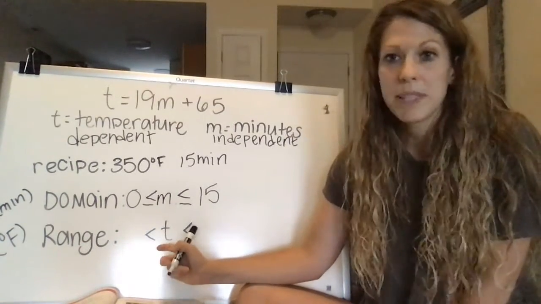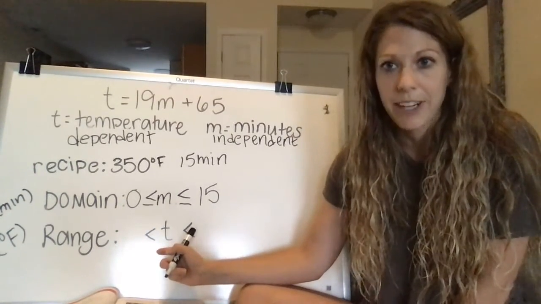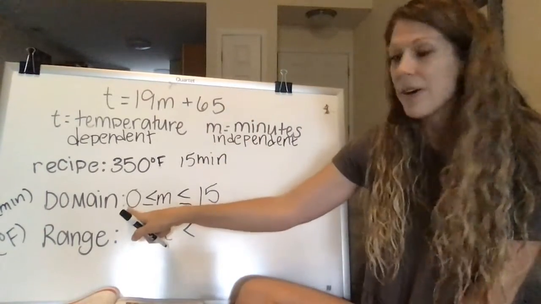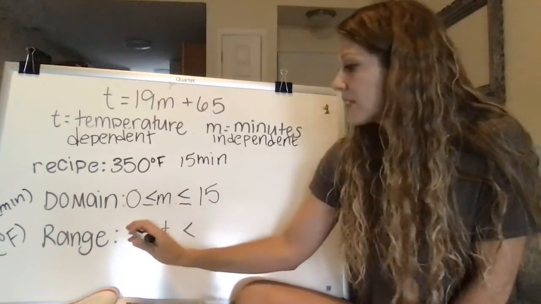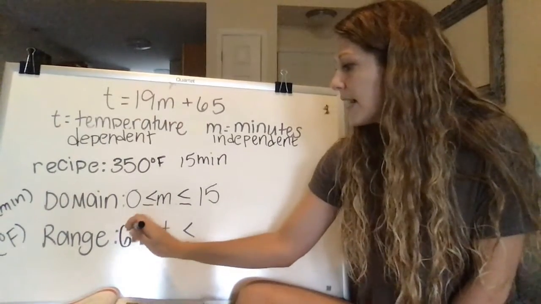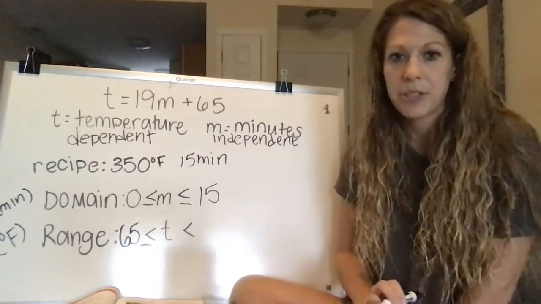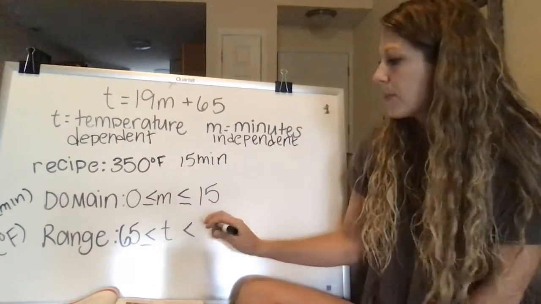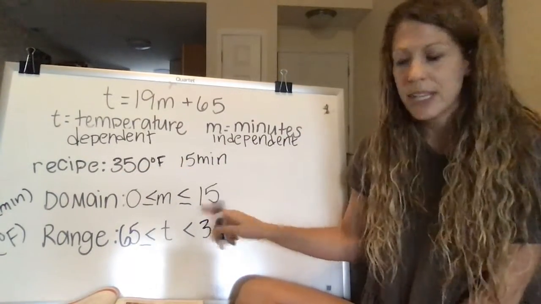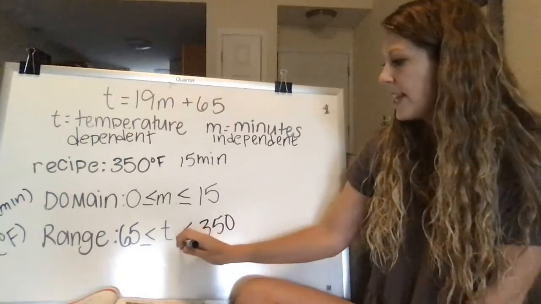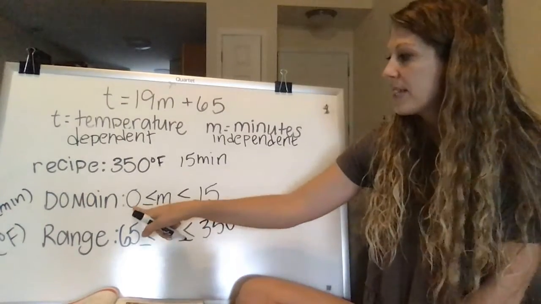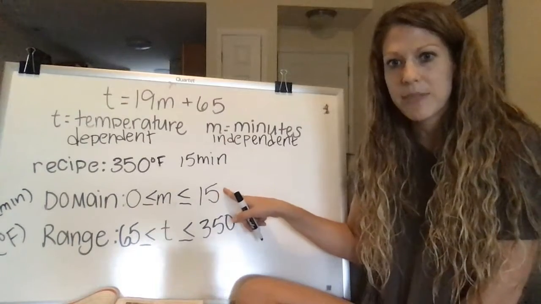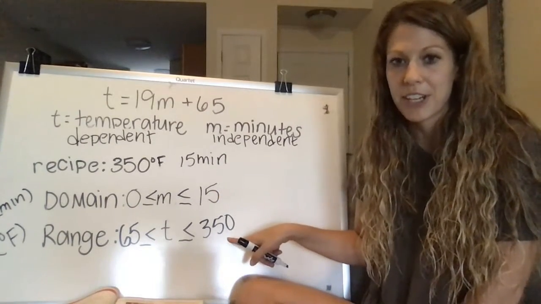So our temperature, what was the smallest temperature it was ever? Started at 65 degrees. Remember when we plugged in a 0, we got 65? So it started at 65, and it was equal to 65, so I'll put an equal to sign there. And then the highest temperature we wanted, the stopping point, was 350, and that's what happened at 15 minutes. And again, an equal to sign. So 0 minutes, 65 degrees. And then the maximum amount was 15 minutes at 350 degrees.